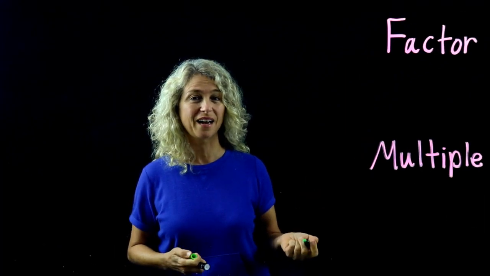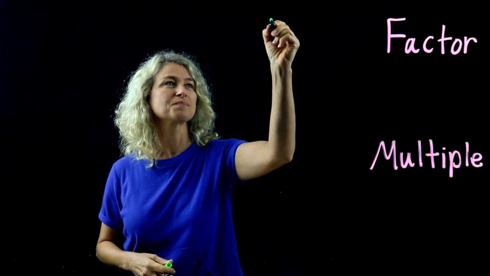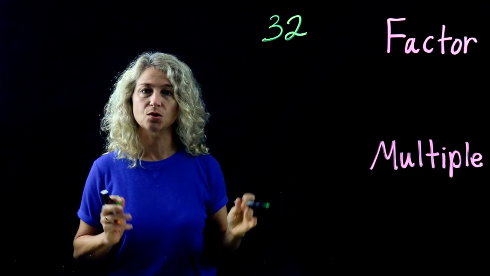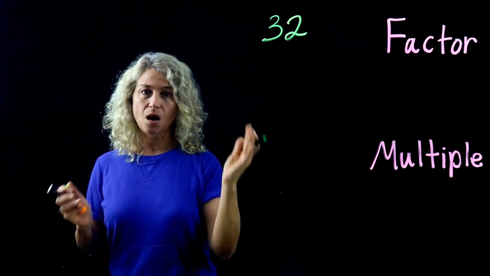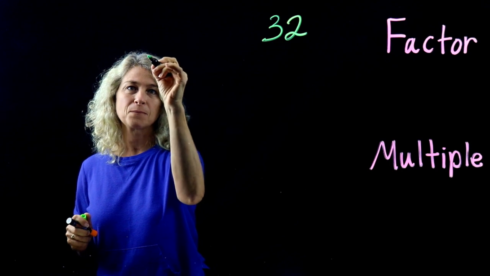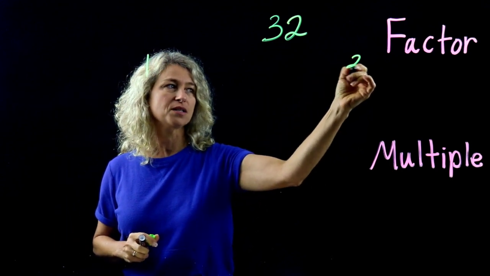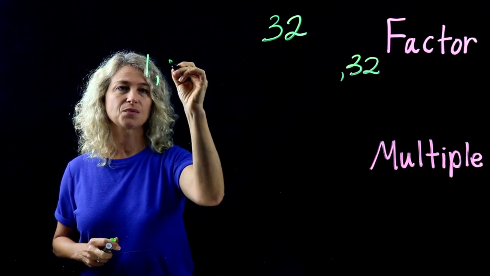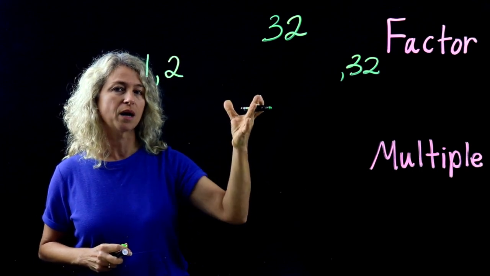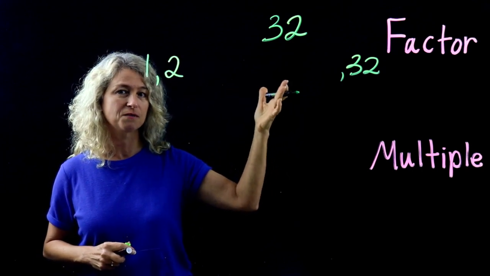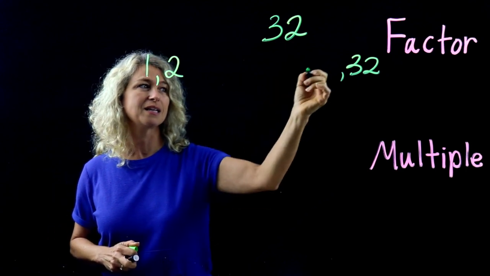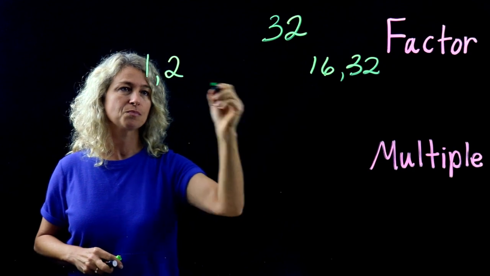Okay. So let's look at the number 32. When we list the factors for 32, we'll start in the same way. Always start with 1. 1 times 32. 2. 2 times what? Well, we know that 2 times 15 is 30. 2 times 16 is 32.